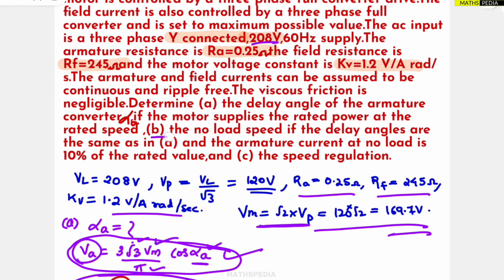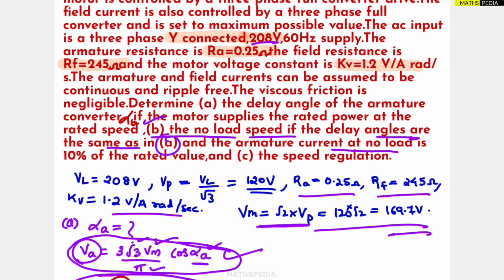B part. The first part was quite lengthy. Let us go for the second part. For the no load speed, the delay angle is the same as in the first part itself. That means the delay angle we have to consider is the 60 degrees we calculated in the A part. The answer we got there is the same one we use.